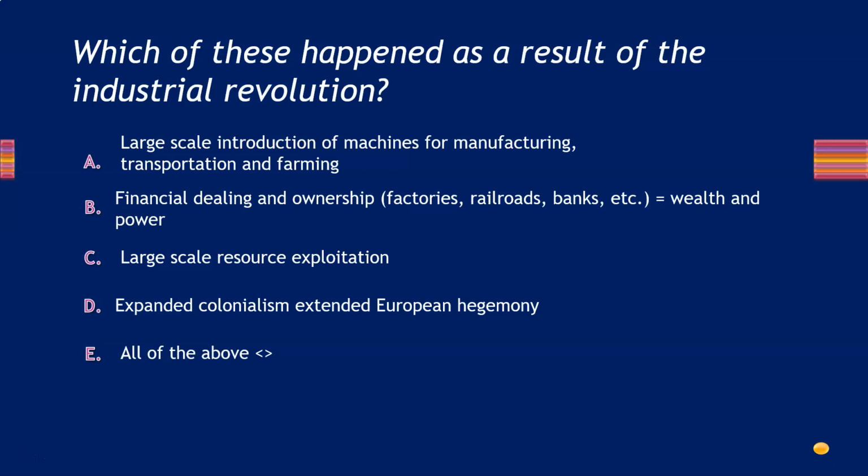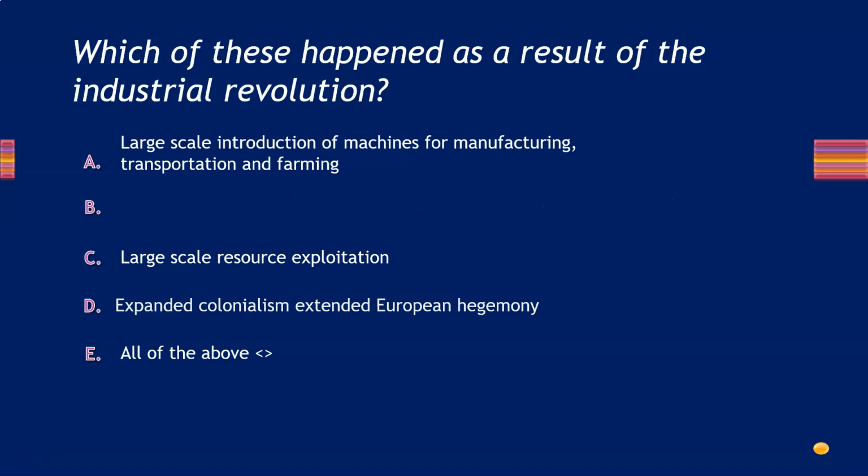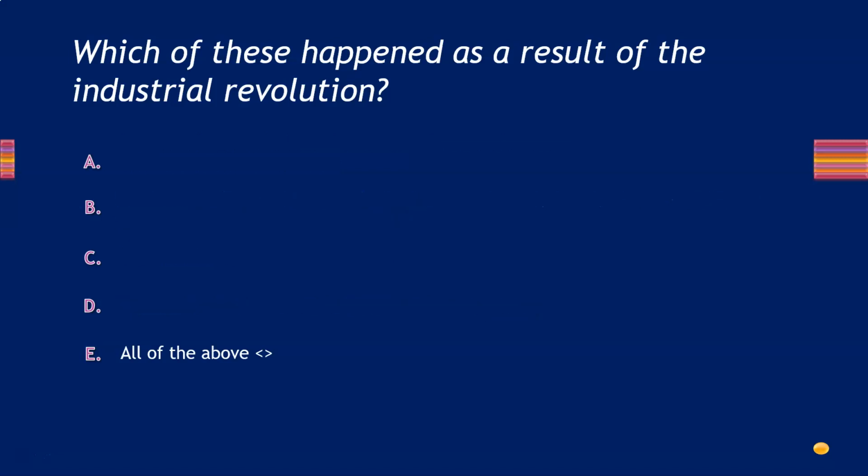Which of these happened as a result of the Industrial Revolution? Large-scale introduction of machines for manufacturing, transportation, and farming. Financial dealing and ownership, like factories, railroads, and banks, became the basis for wealth and power. Large-scale resource exploitation. Expanded colonialism, extending European hegemony. Or all of the above. What do you think? And it's all of the above.